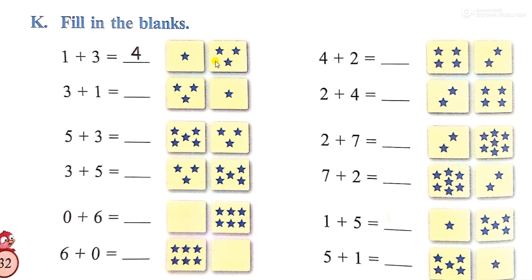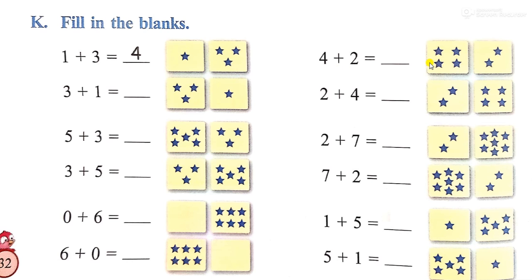So total how many stars are here? Here 1 plus here 3. So total how many? Count it. 1 plus we have to add 3 stars. So 1, 2, 3, 4. Yes, 4 stars are here. So the answer is 4.